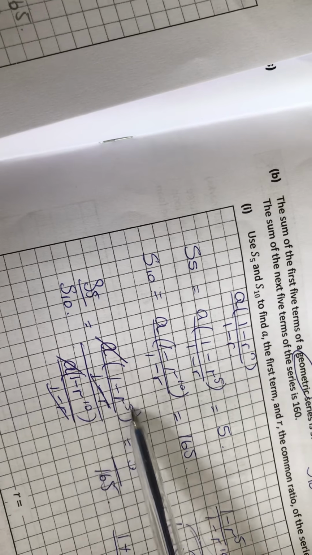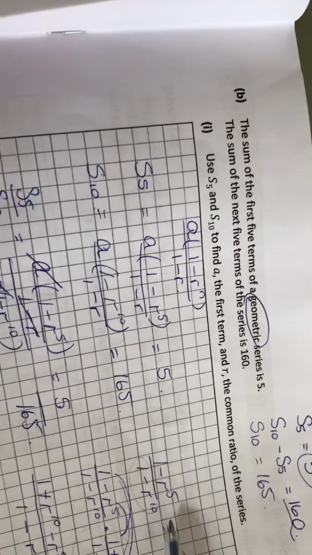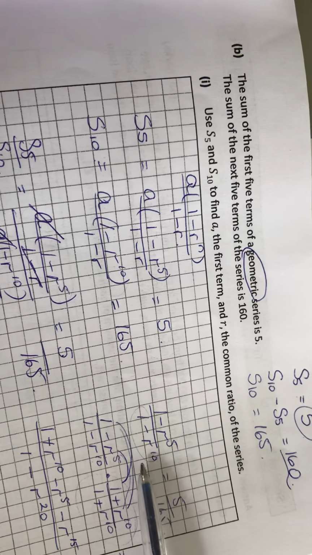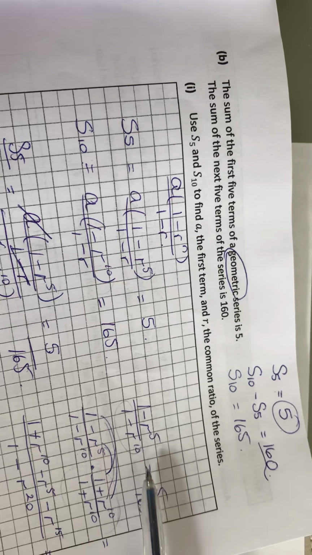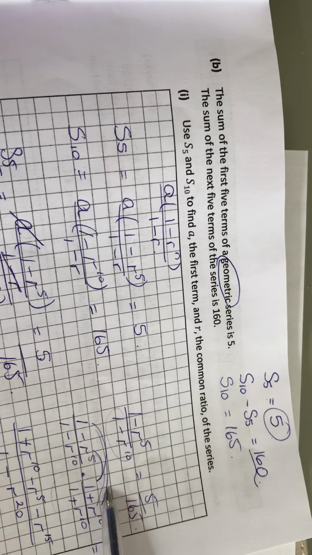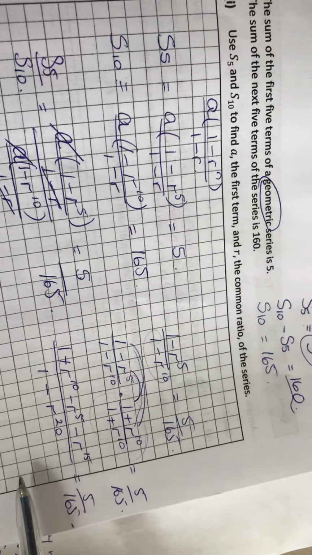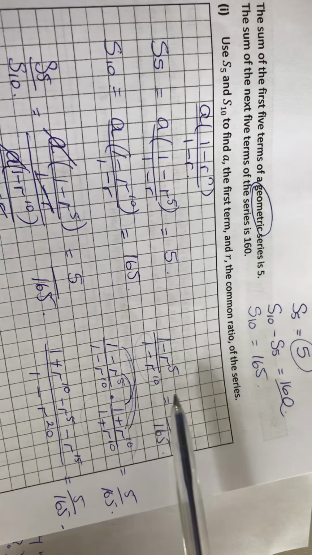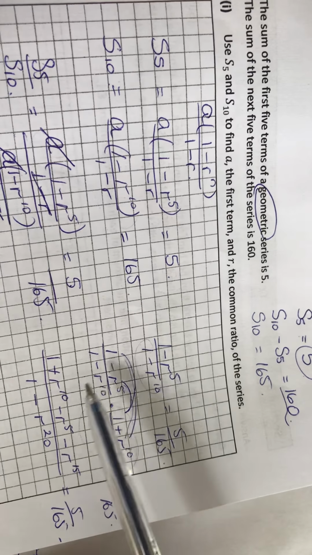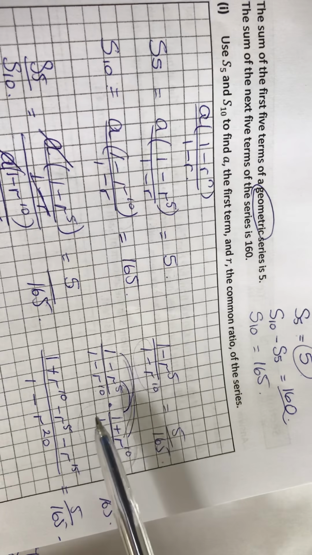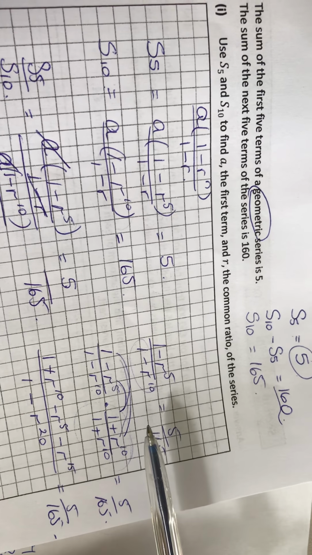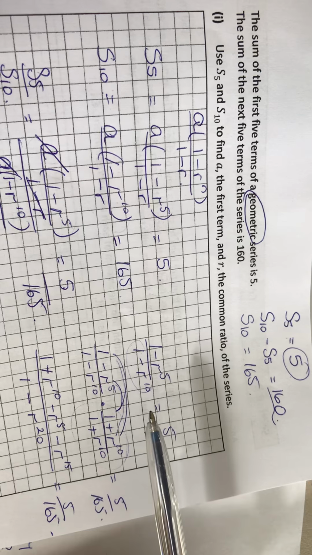And I ended up with 1 minus r to the power 5 all over 1 minus r to the power 10. And I decided I'd try and multiply that out, and I just got stuck. I do think this is quite a tricky question. The algebra is quite tricky where to go. I think if I was doing this question in the exam, this is the one that I'd need a little bit of extra time for.